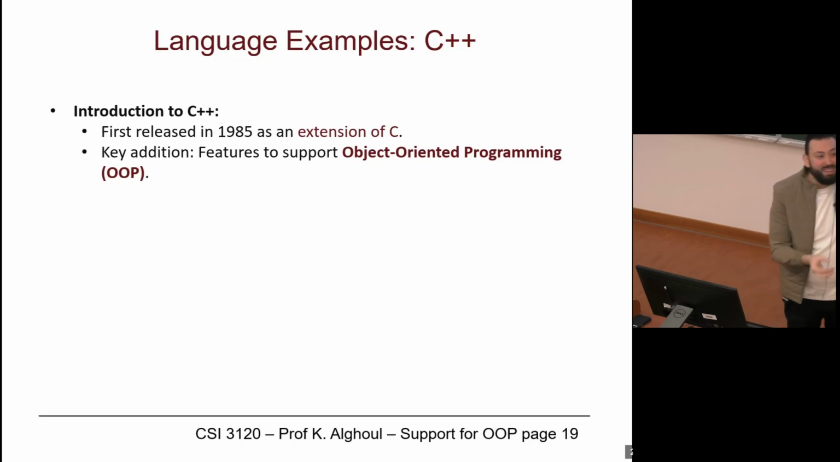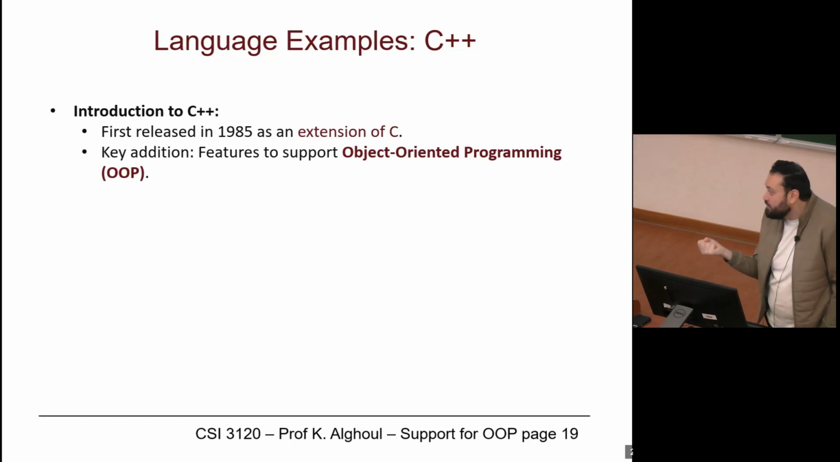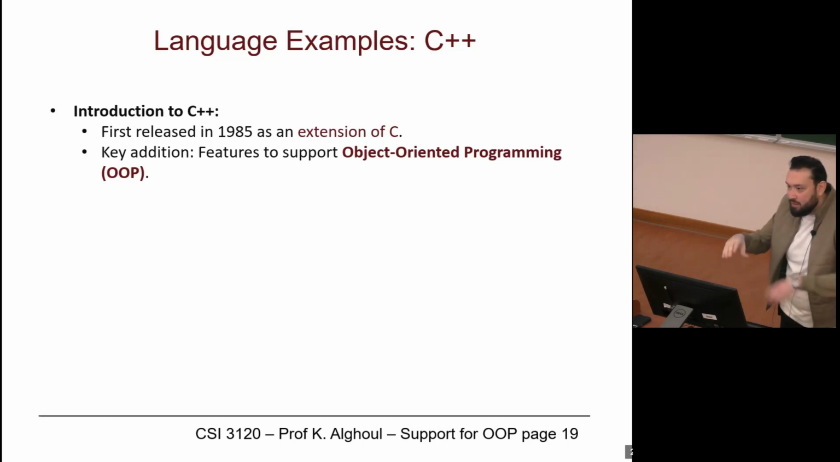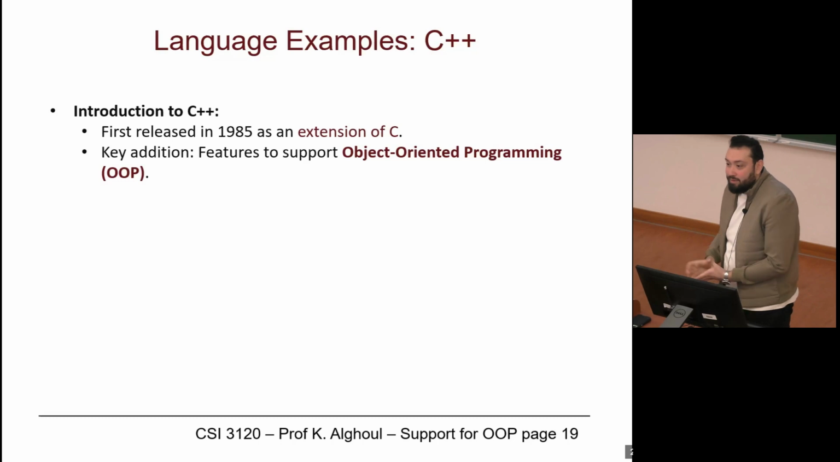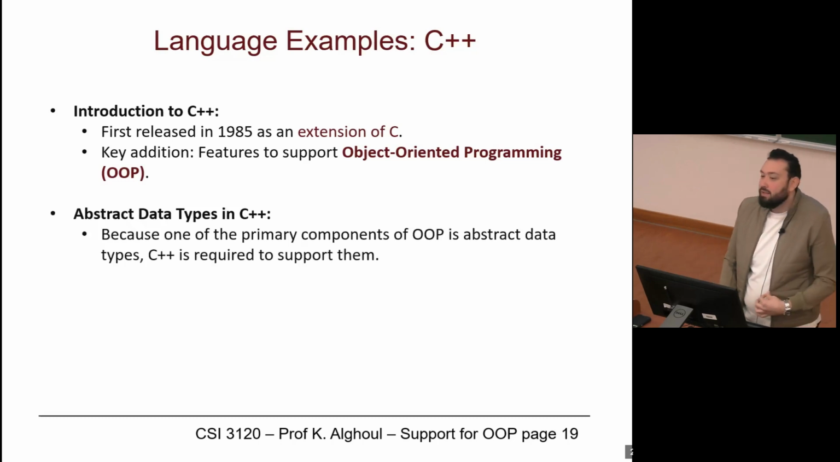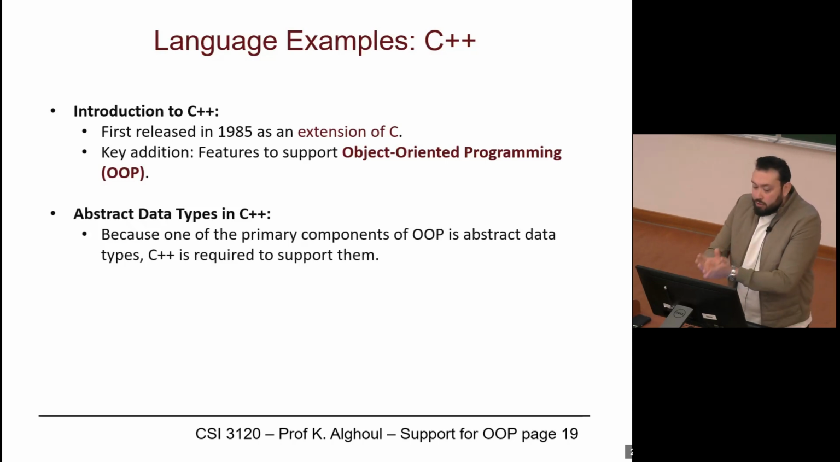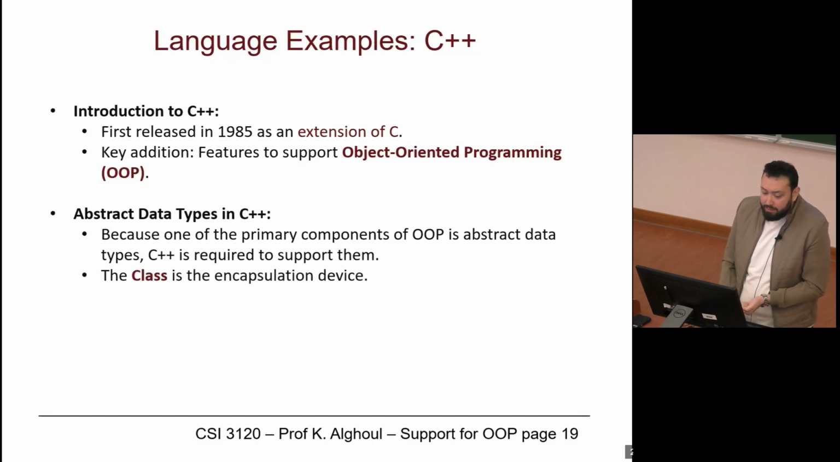So what do they need? What is the main thing of object-oriented? It's abstract data types. That's actually the foundation of object-oriented, because you have to encapsulate things and do all of these kinds of things. That's why C++ automatically is going to support and work with abstract data types.